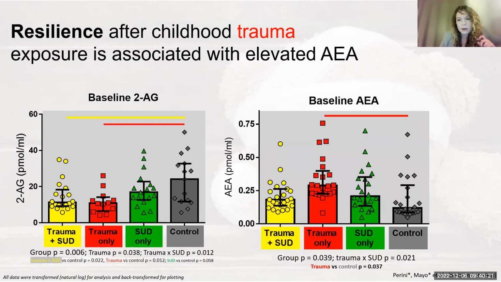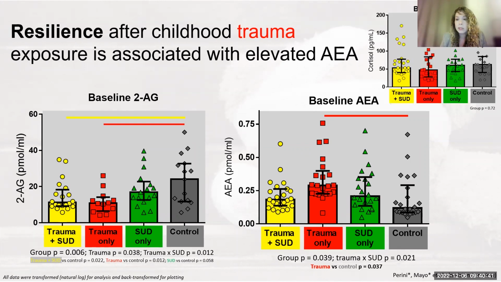But when we looked at anandamide, we see this trauma-only group actually has really high anandamide levels as compared to controls. So again, these are the people who were exposed to trauma as children, but for some reason did not develop a substance use disorder. So we're saying, maybe they're resilient to developing a substance use disorder because of this high anandamide. And we know that it's specific to the endocannabinoid system because we don't see any difference in cortisol.